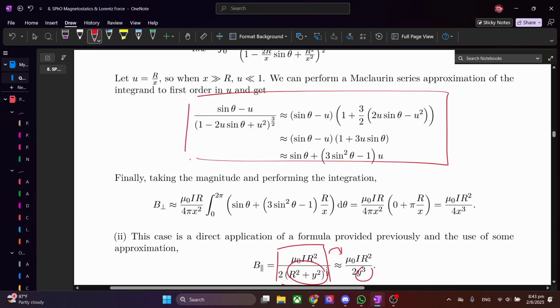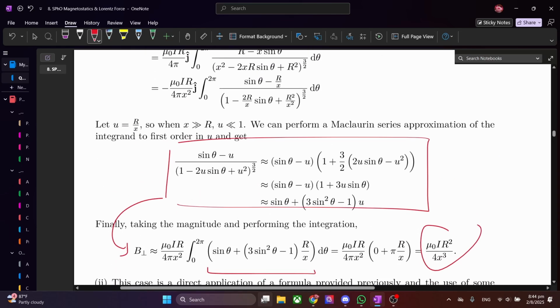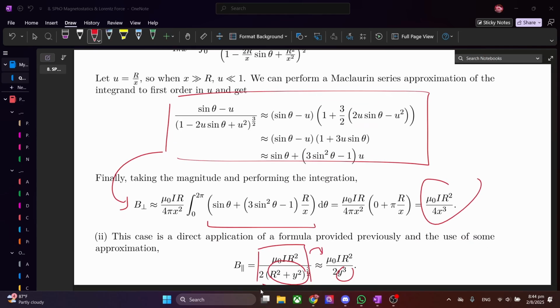I'll just gloss over the details, but eventually you get to here, and you get this integral which is really simple to evaluate, and you get this expression. I'll not talk too much about this. You can read this example yourself.